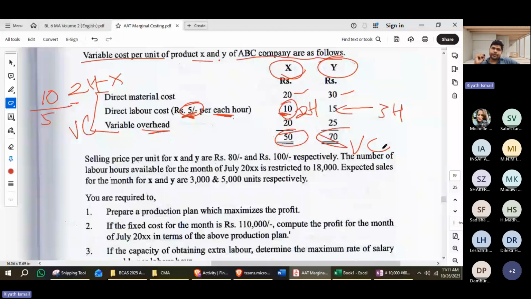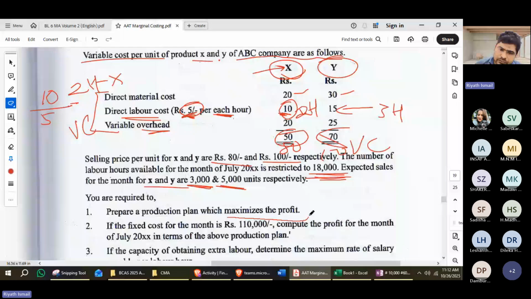The selling price per unit of X and Y are 80 rupees and 100 rupees respectively. The number of direct labor hours available for the month of July is 18,000 hours. Expected sales for the month: X 3,000, Y 5,000. Prepare a production plan which maximizes the profit.